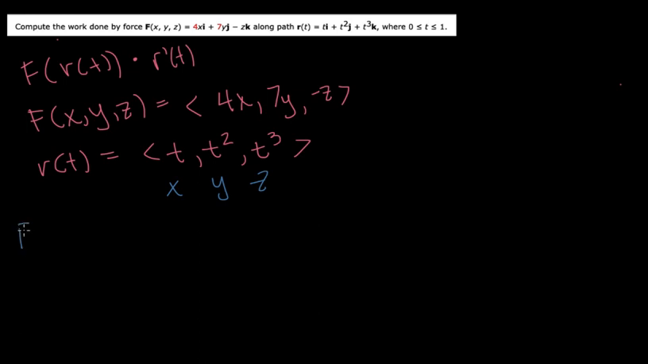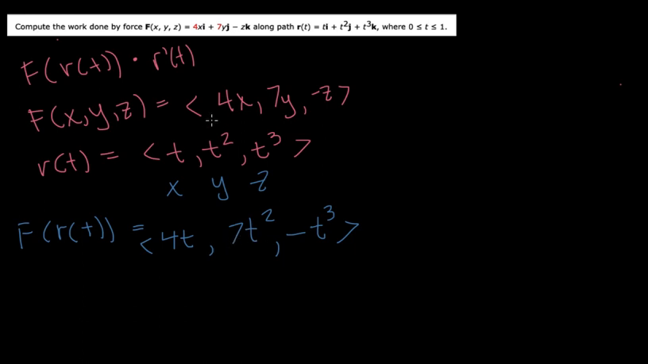So our F written in terms of r of t would be equal to 4 times, let me make this neater for you guys, in vector form. Our x value is just t, so it'd be 4t. Then we have 7y, and our y value is t squared, so it'd be 7t squared. And then over here we have negative z, and our z value is t to the third, so this would be negative t to the third.